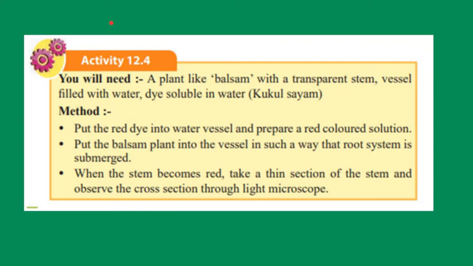make sure, I forgot to tell you all this, make sure before you put the balsam plant in that the roots are intact with the plant. Okay guys, because we want the plant to absorb the water, colored water that is. So you put the balsam plant with the roots into the water, and you let it absorb some of the water. Then you can take a thin section of the stem and observe it through a light microscope.